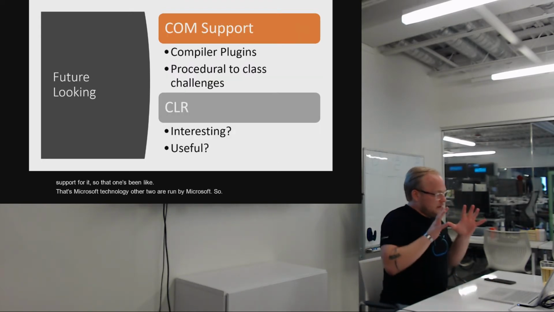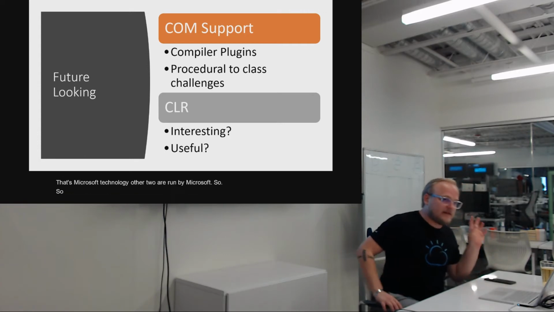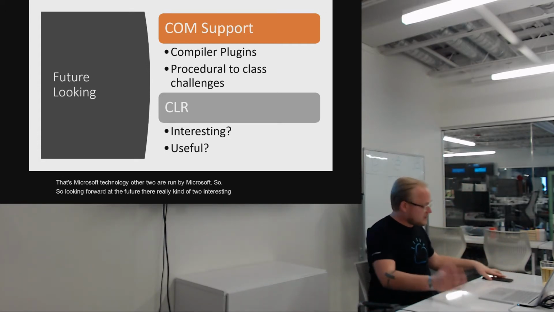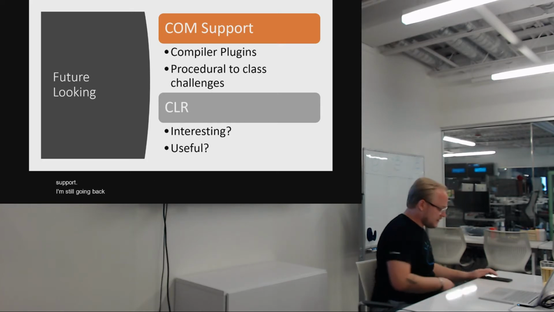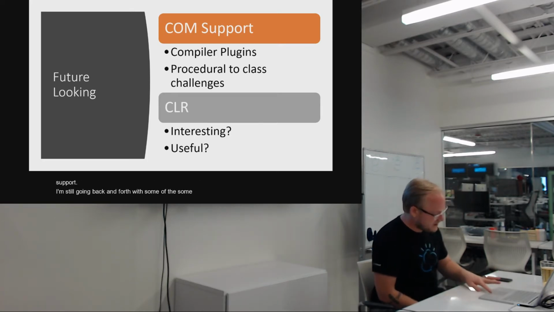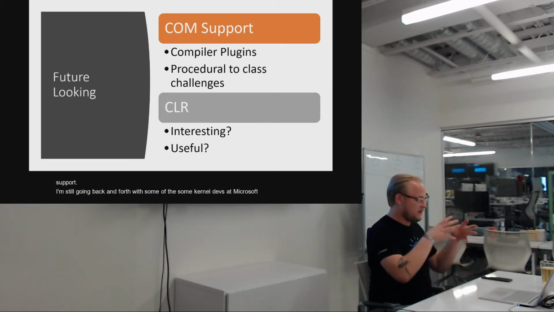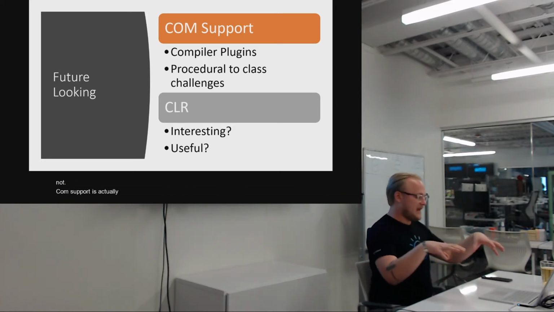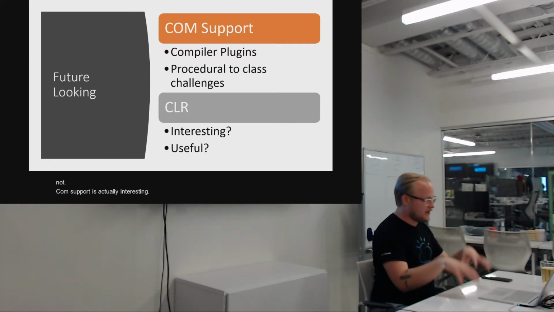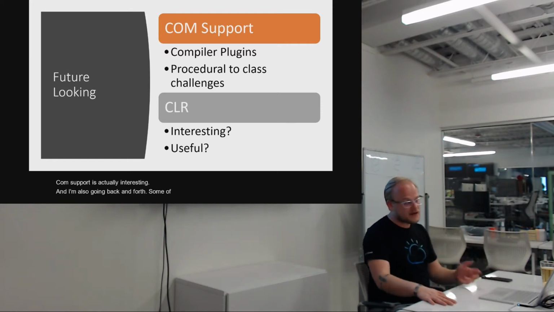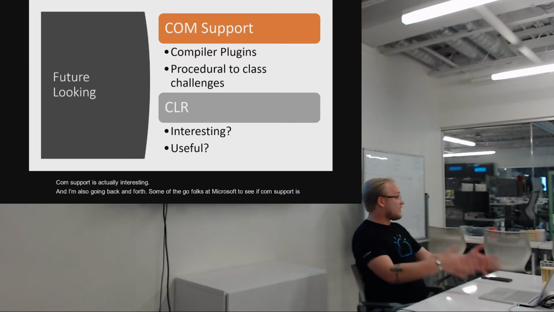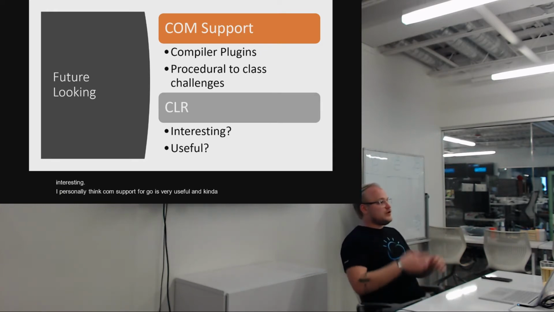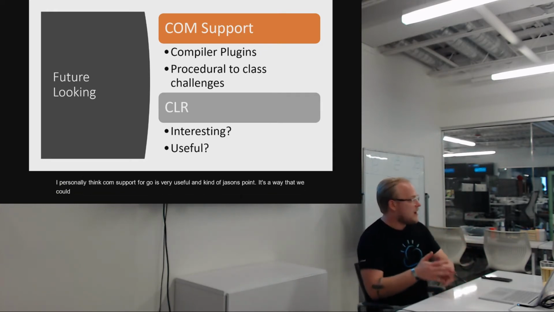So looking forward at the future, there are really two interesting aspects. The first is COM support. I'm still going back and forth with some kernel devs at Microsoft on whether COM support is actually interesting. I'm also going back and forth with some of the Go folks at Microsoft. I personally think COM support for Go is very useful, and kind of to Jason's point, it's a way that we could do Go on Windows better.